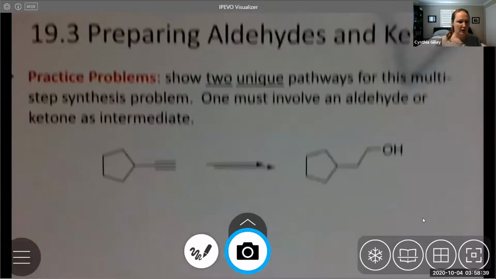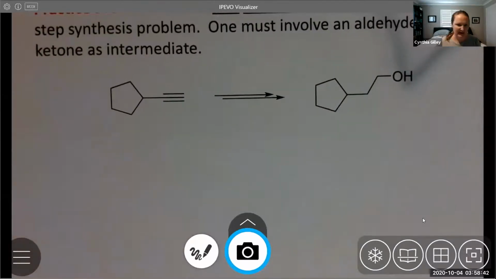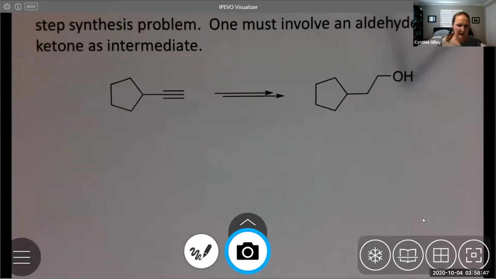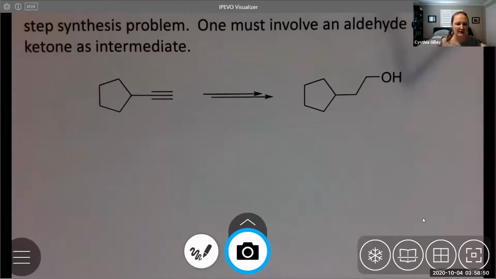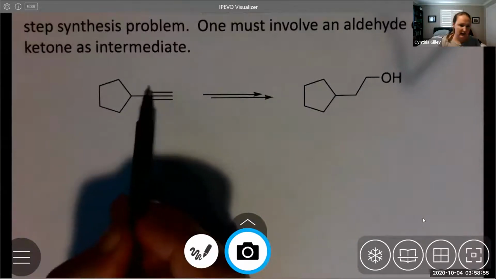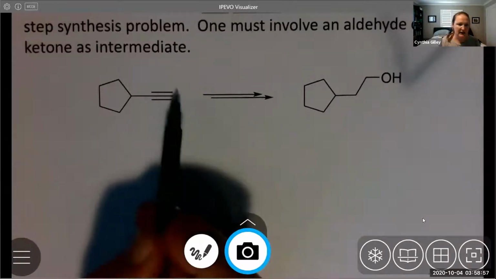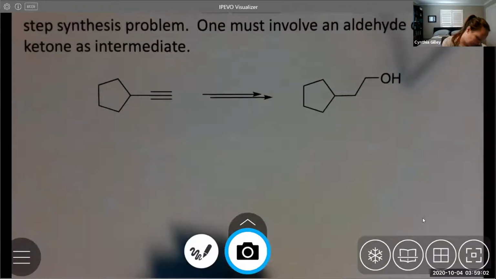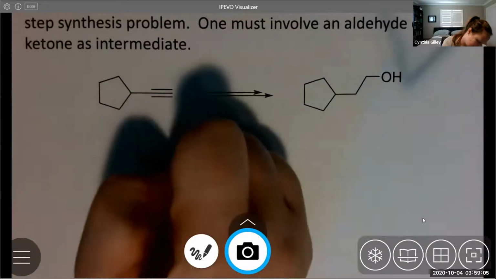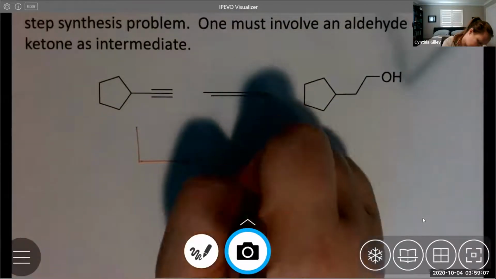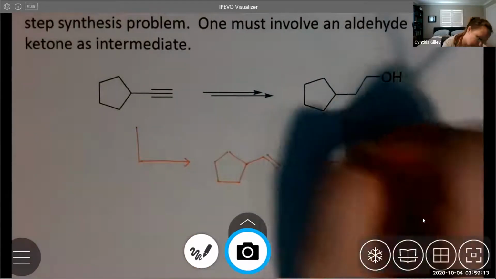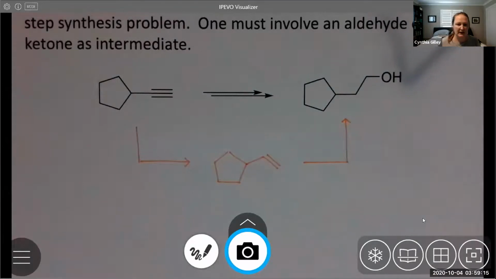Okay, so let's see if you guys came up with the same thing that I did. So we have two options. The first one I'm thinking about is totally review and has nothing to do with an aldehyde or ketone, which is that we could reduce this alkyne to an alkene, right? And then we can do an addition reaction to synthesize the alcohol. So that would involve an alkene intermediate, right, that I could then convert to the alcohol.